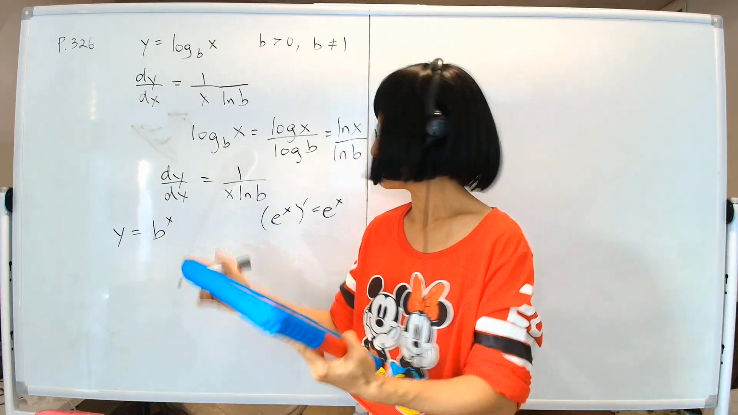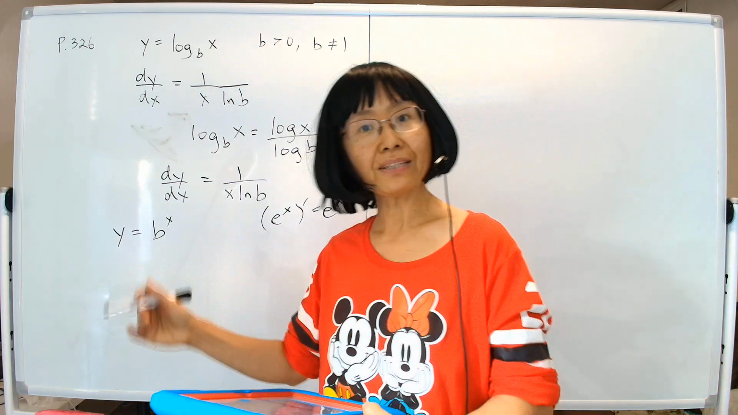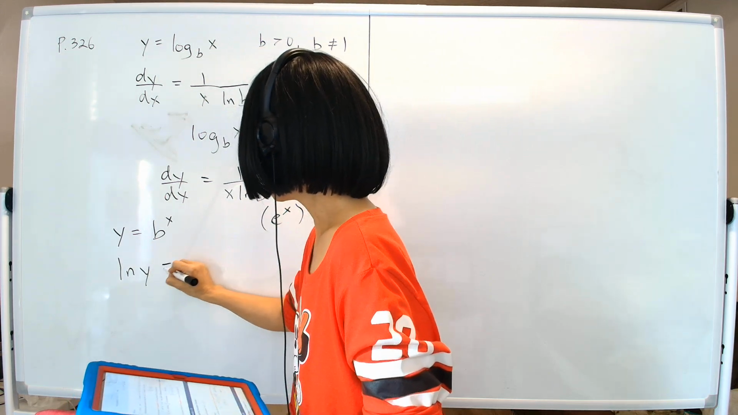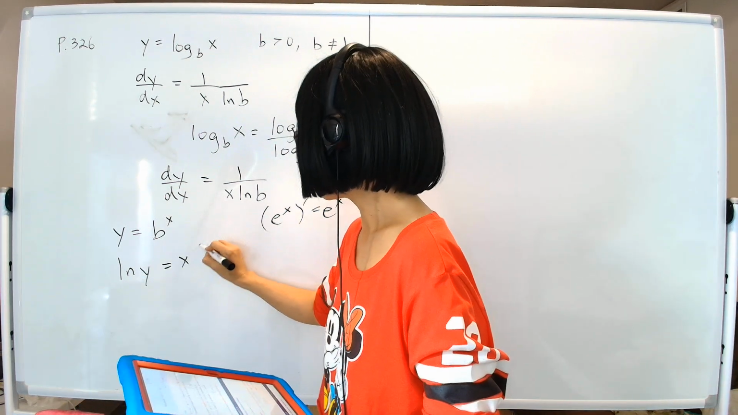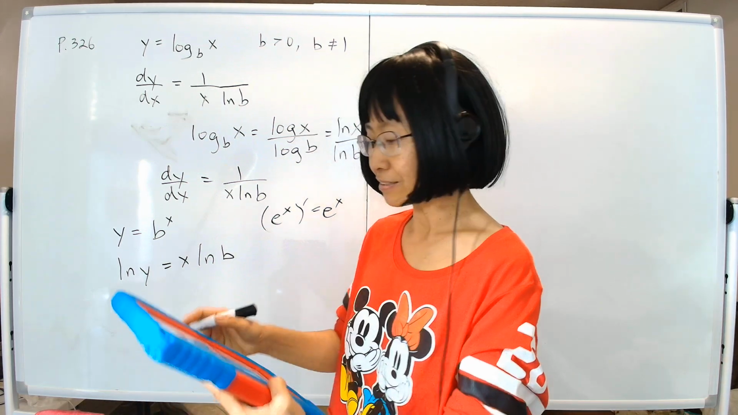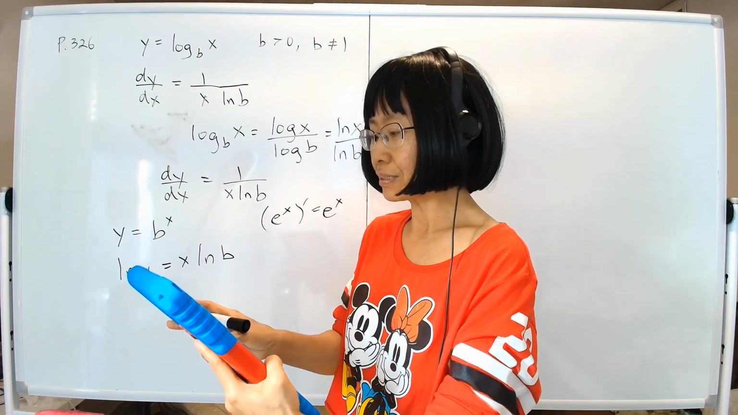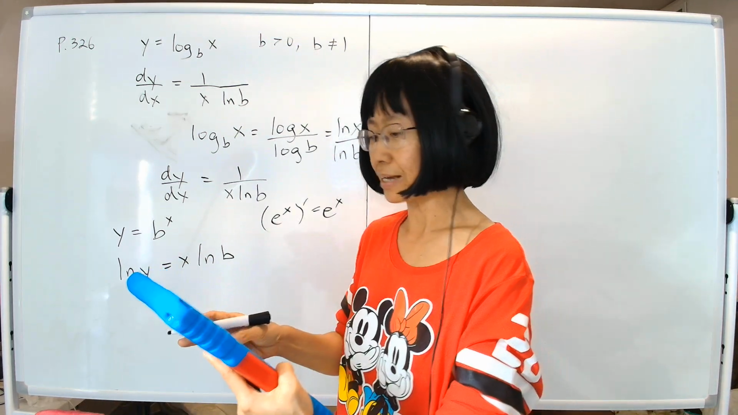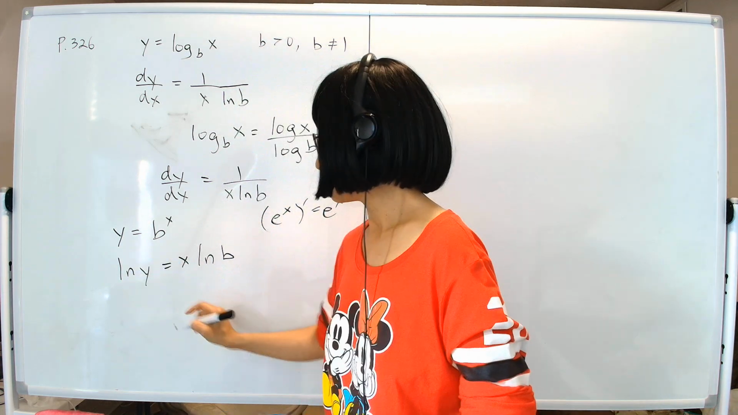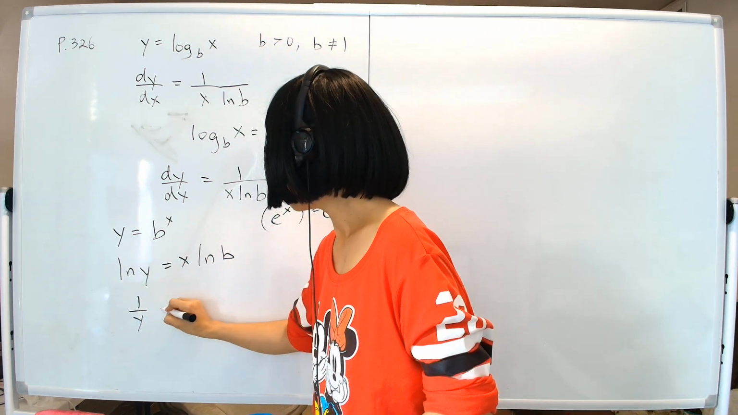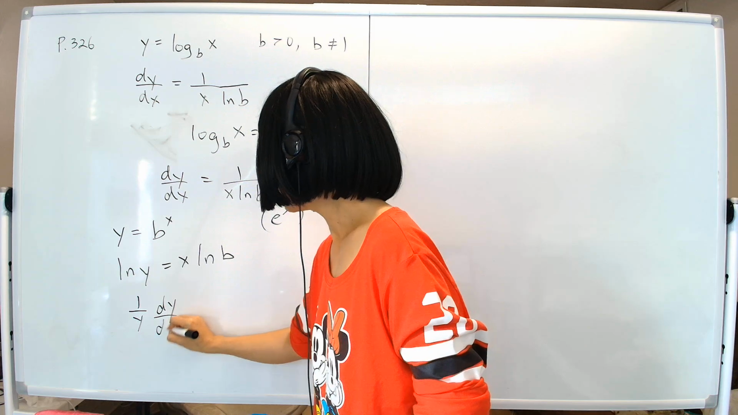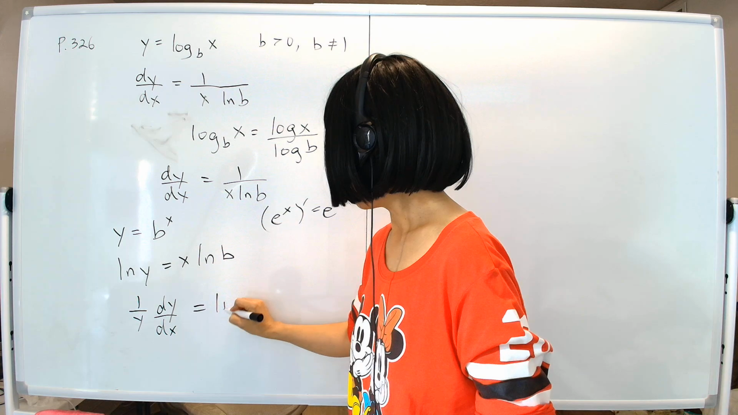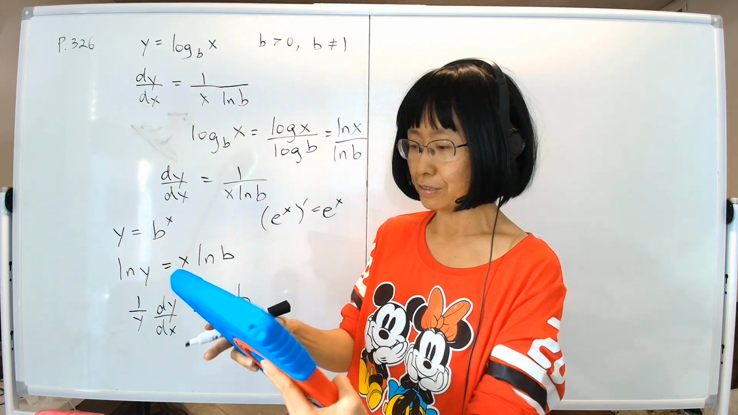Now, to find the derivative of this value, we will use a small trick. We'll take the natural log of both sides. Natural log of y is x times natural log of b. All right, so far so good. And then we'll do the implicit differentiation. Let's take the derivative of both sides with respect to x. Then we get the derivative of natural log of y is 1 over y times dy by dx, okay? Because we're taking the derivative with respect to x. And then the derivative of this side is just ln b.